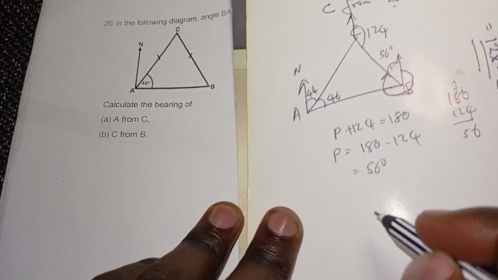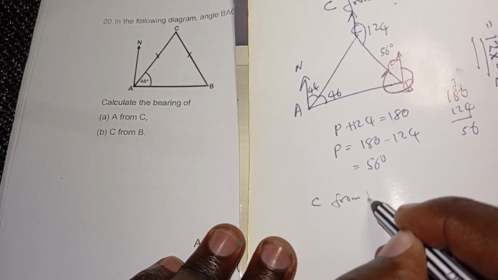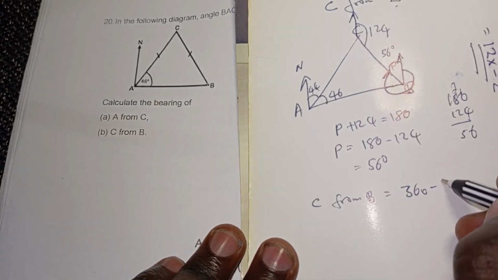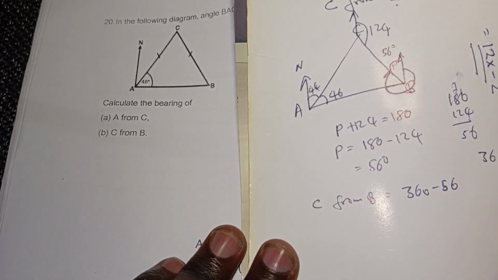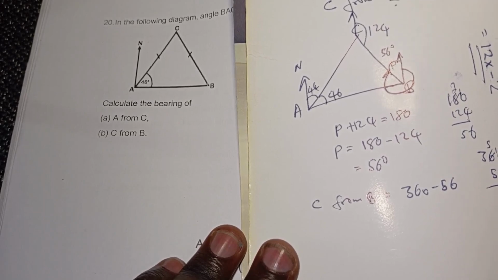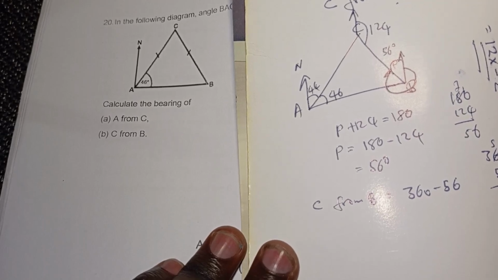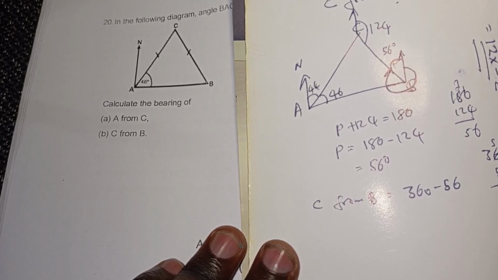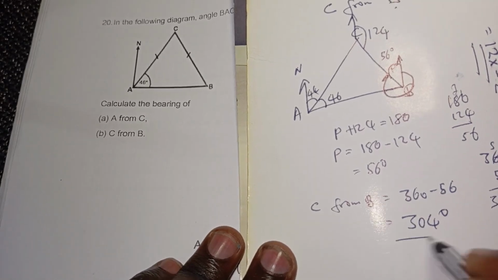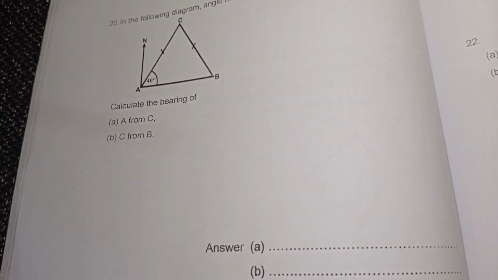Now if here is 56 degrees, what will be this whole thing? So you subtract again. So you are going to say now the bearing of C from B, which is this whole thing, will be 360 minus 56. So 360 minus 56 will be 304. And that is our answer. That's our answer there for question number 20.